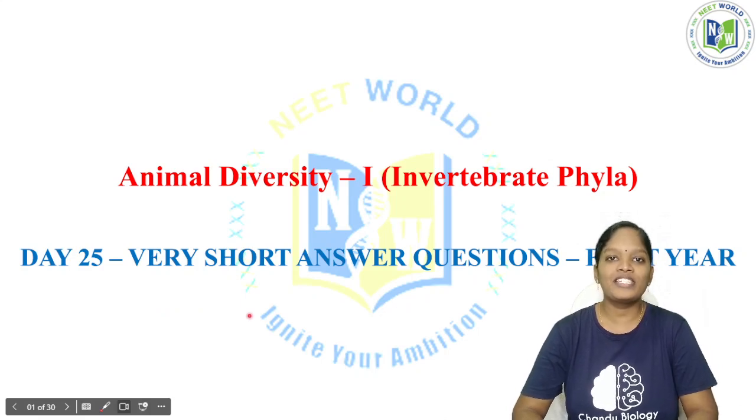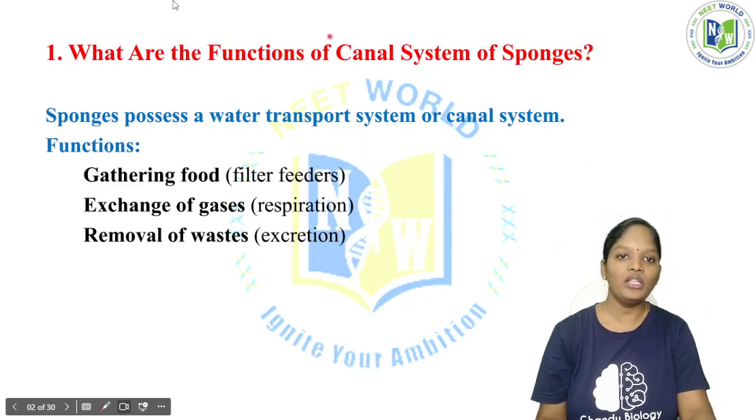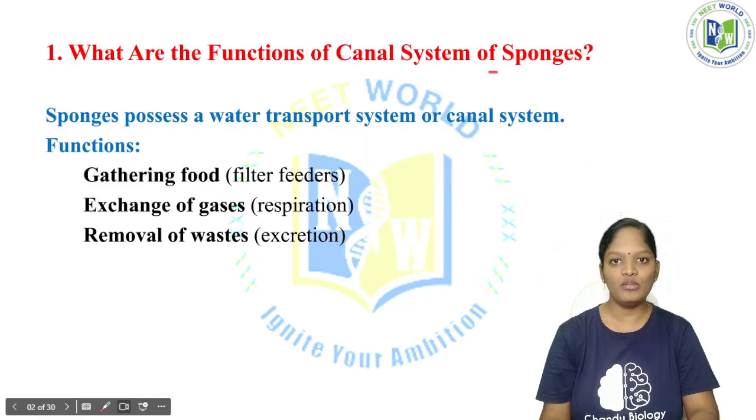So we are discussing the very short answer questions of the first year as well as the second year. In that line, today also we are going to discuss the very short questions in animal diversity, the invertebrate phyla. Okay, so in the first year, the first question will be: what are all the functions of the canal system of sponges?